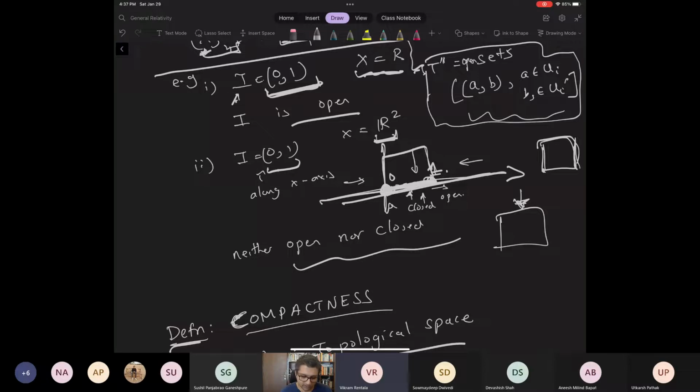Okay, and similarly in R3, cubes or cuboids would be open sets. It doesn't have to be a square, it can be a rectangle also. So in R3, cuboids would be open cuboids, that is without the boundary. Those would be the open sets of R3, and their unions. And you can easily guess the generalization.